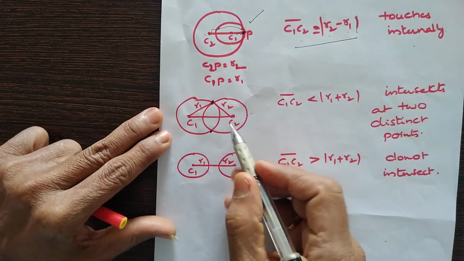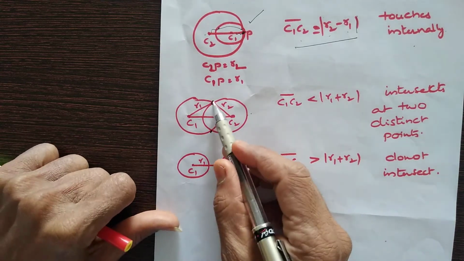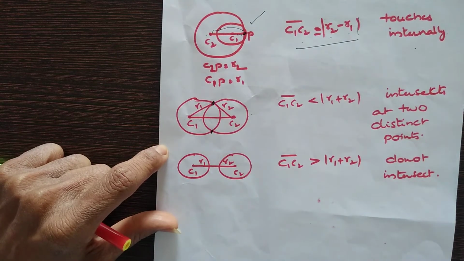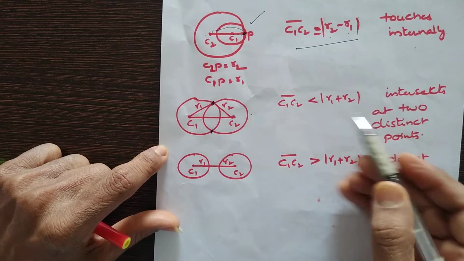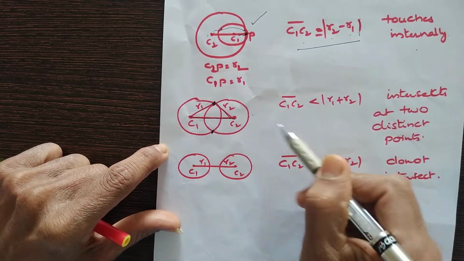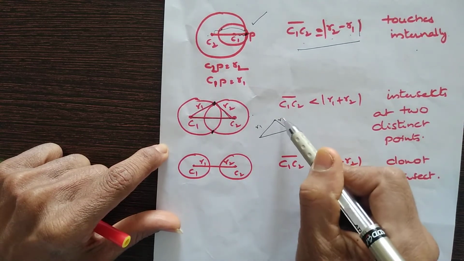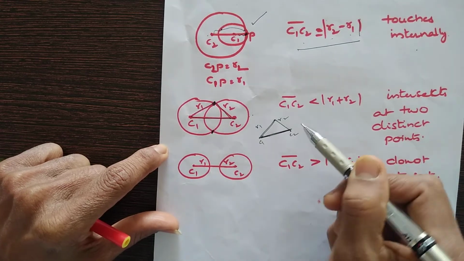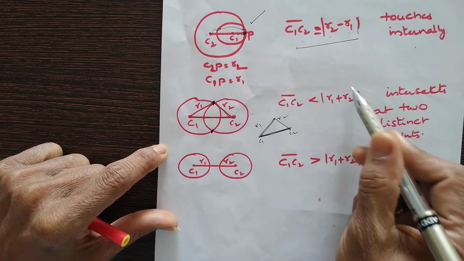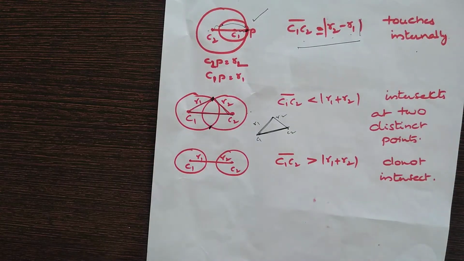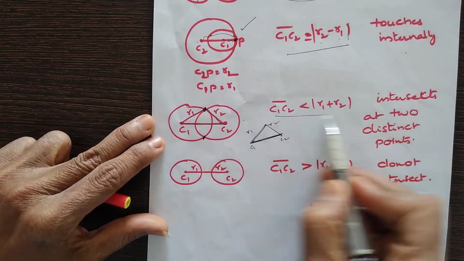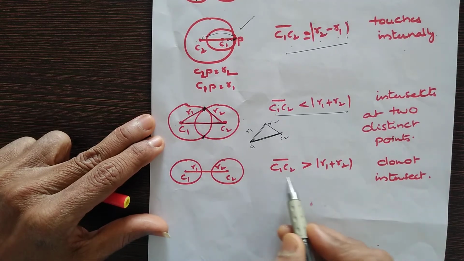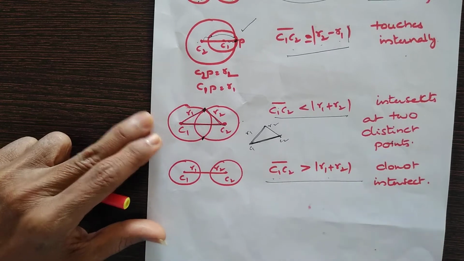Now the next condition: if they are intersecting at two distinct points, here one point, here one point, then if you form a triangle, we know that the sum of the two sides is greater than the third side. This is triangle with sides R1, R2, and C1 C2. This distance is less than this plus this. Okay? Applying the triangle inequality property, if it is satisfying this condition, they meet at two distinct points. If they do not intersect, then C1 C2 is greater than R1 plus R2.